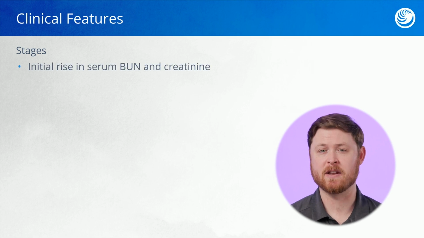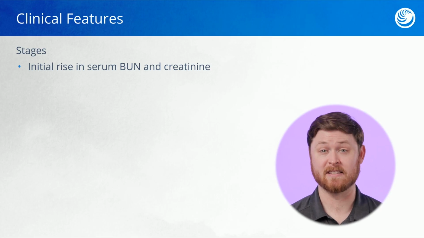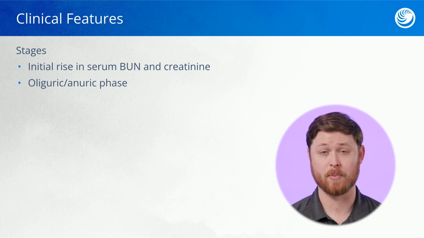The first stage is the initial stage, where the client may have some subtle symptoms, but should still have some urine elimination. One way we can monitor for whether or not the client is developing AKI is to see if they have a slight increase in BUN and creatinine levels. BUN and creatinine are waste products that are eliminated by the kidneys and can be correlated and associated with overall kidney function.